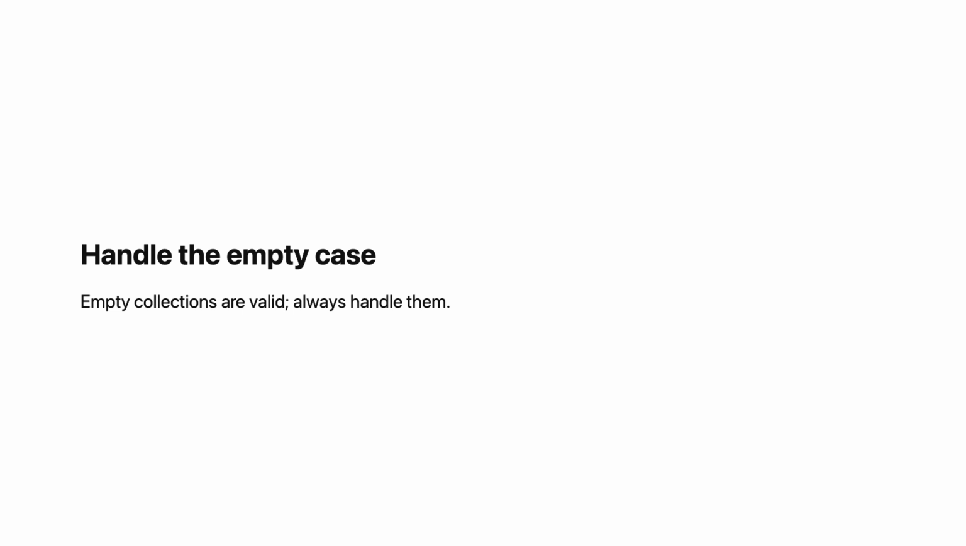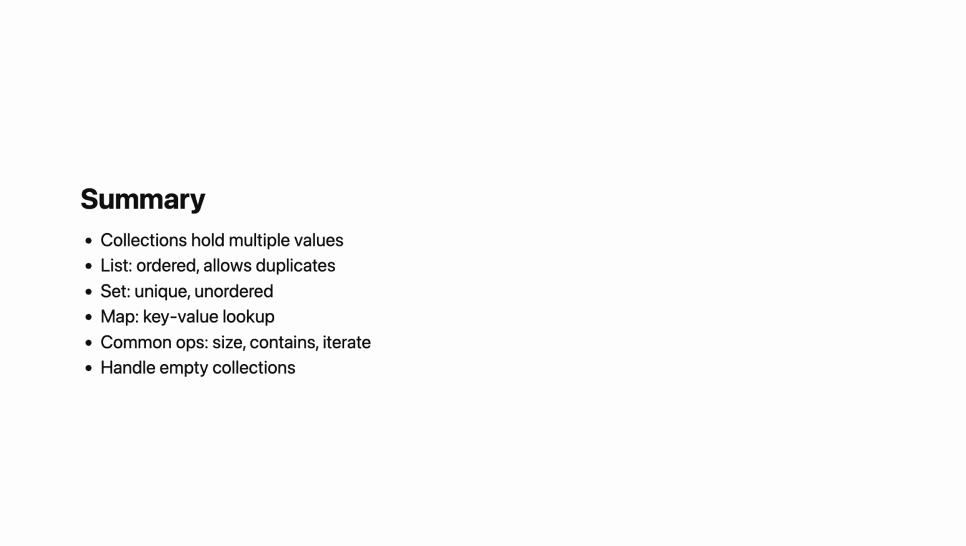Collections can be empty, zero elements: an empty list, an empty set, an empty map. Empty collections are valid and important. A user with no orders, a search with no results. Handle these cases. When working with collections, always consider, what if it is empty? Does your code handle that correctly? Also consider, what if it has one element? What if it has millions? Good code works for all sizes.